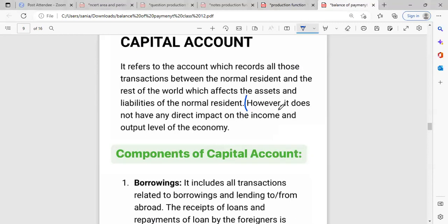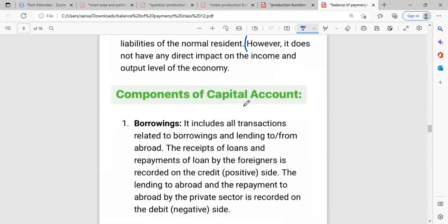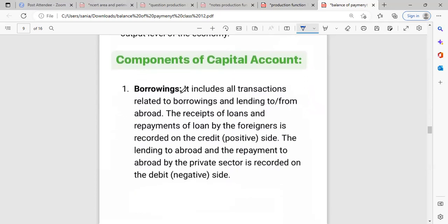Sometimes they ask you, dash account directly impacts income and output level of an economy. Over there, capital or current is the question, so you don't have to write capital, because it does not impact directly on the income and output level of the economy. After that, components of the capital account: borrowing. So what is borrowing? It includes transactions related to borrowing and lending to and fro, when you are borrowing from someone or giving to someone abroad, the rest of the world.